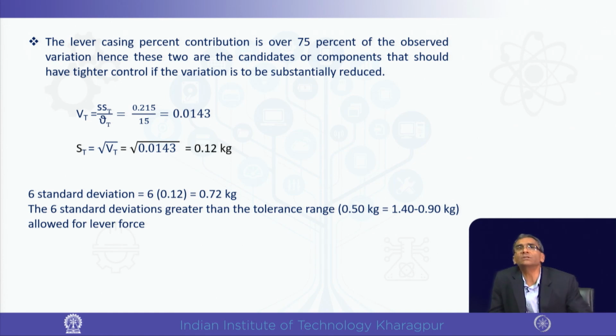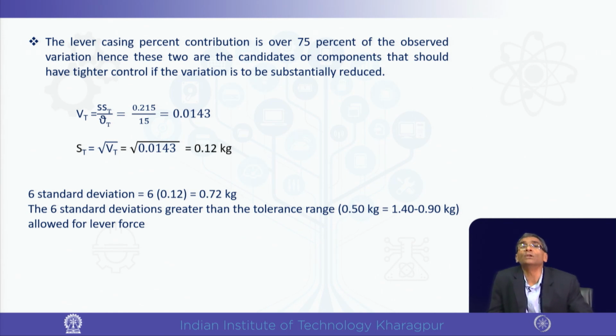Question is, how much is good enough? Good enough is, our range is 0.5 kg, because we are saying it is operable between 0.9 and 1.4. So, 0.72 is higher when we are considering that 6 standard deviation, plus minus 3 sigma. So, 6 standard deviation is 0.12. So, if we are multiplying with 6, it becomes 0.72, which is higher than what is prescribed or desired target value. So, it will not work.